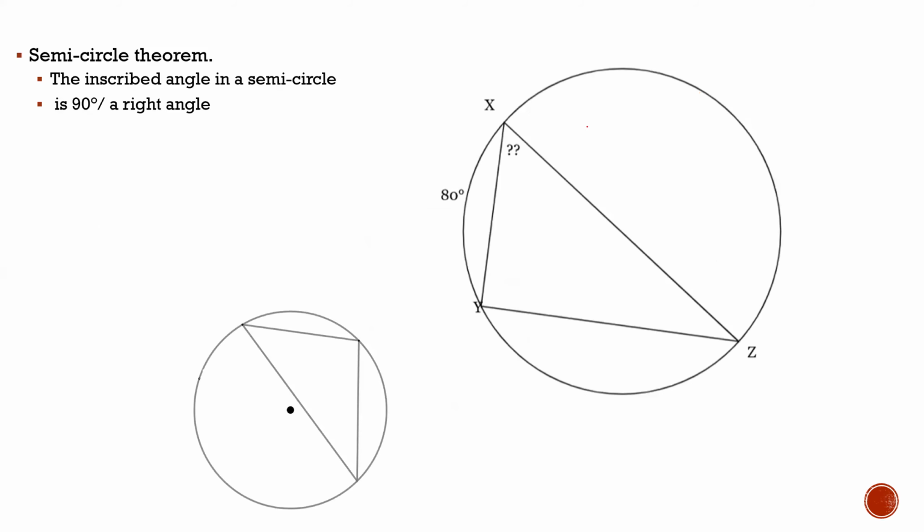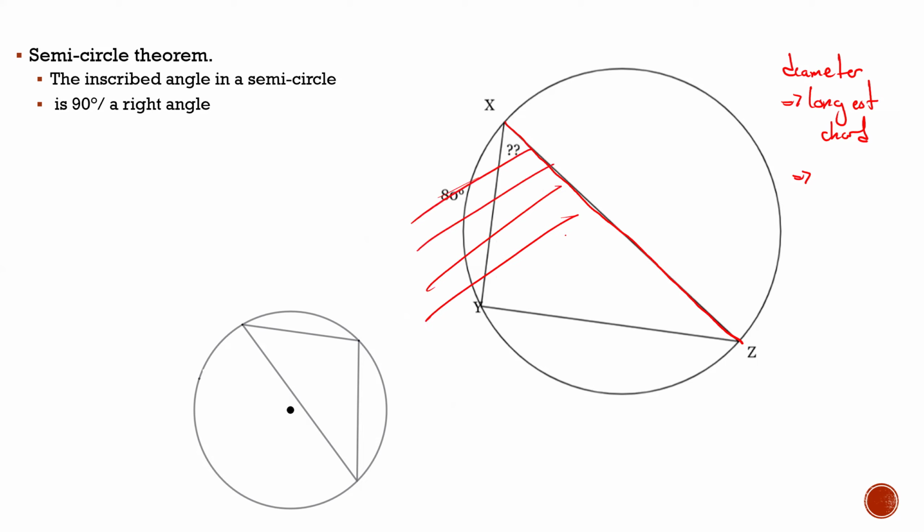Now, if you look at this, we can see that this circle here is divided into two equal halves. Okay, so we have a line here. So this is your diameter. So remember that your diameter is the longest chord. Then it divides your circle into two equal halves. So now we have a semicircle. So let's focus on this side.